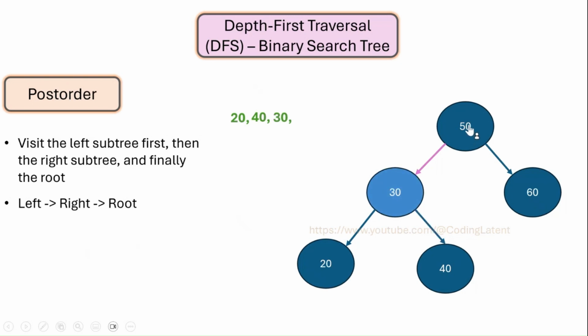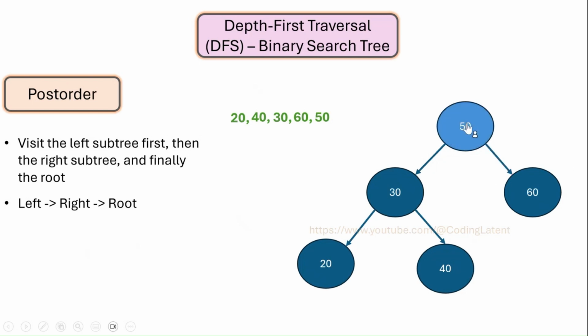It will come here. Now for 50, we completed the left side. So let's go to the right side, which is 60. It will print the 60 because there is no left and right for 60. It will backtrack. Now for 50, we have completed the left side and right side of it. Now we'll visit the 50 root.